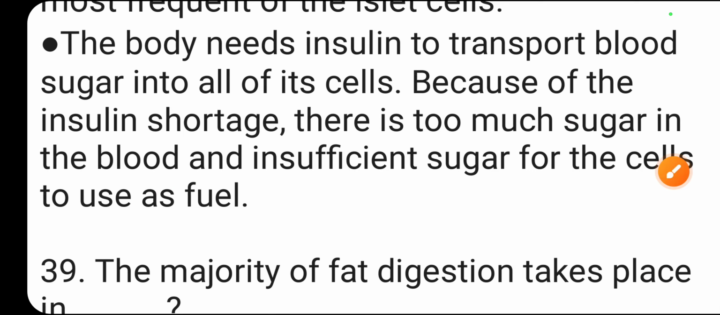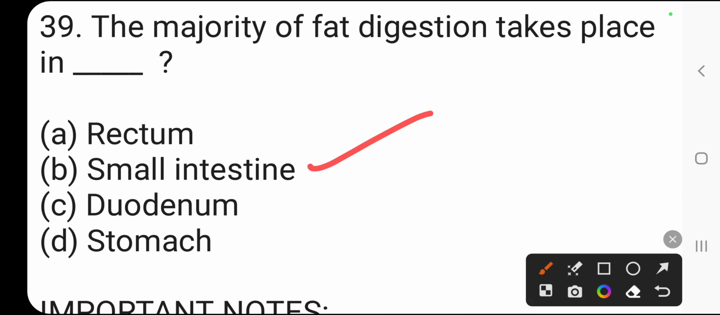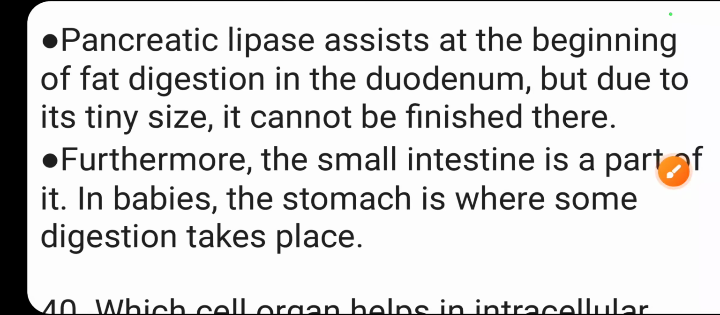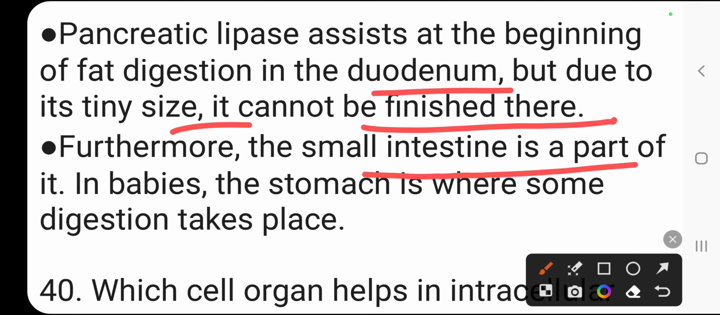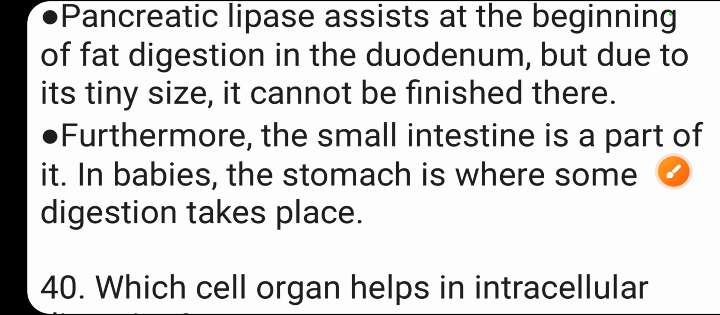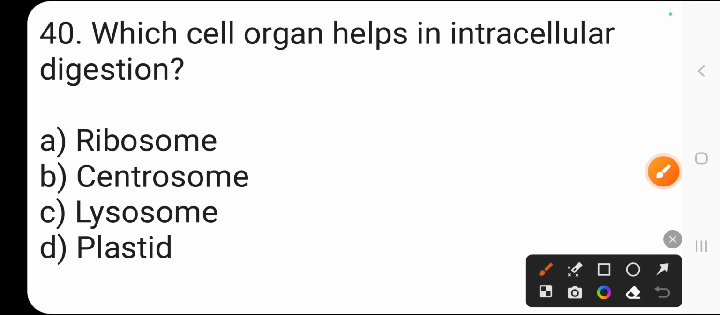Next question. The majority of fat digestion takes place in the small intestine. Some notes here are: pancreatic lipase assists at the beginning of fat digestion in the duodenum, but due to its tiny size it can't be finished there. Further, the small intestine is a part of it, and in babies the stomach is where some digestion takes place already. Next question. Which cell organelle helps in intracellular digestion? So the correct answer for this will be C, lysosome.